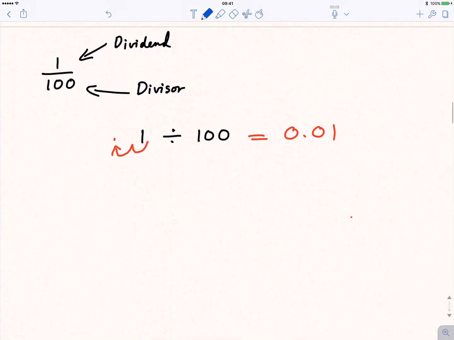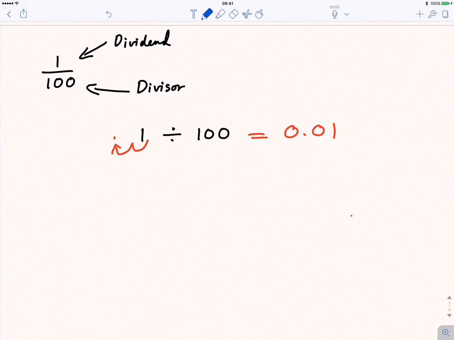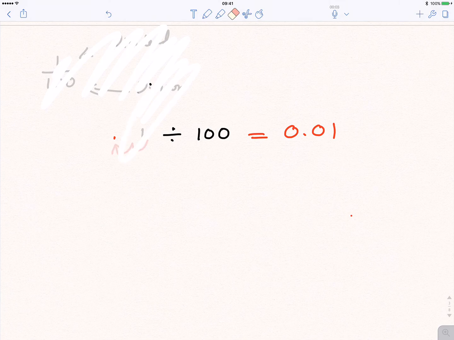Now, what I would say to you is that there are some fractions that we all must memorize. We need to know some fractions and percentages off by heart.